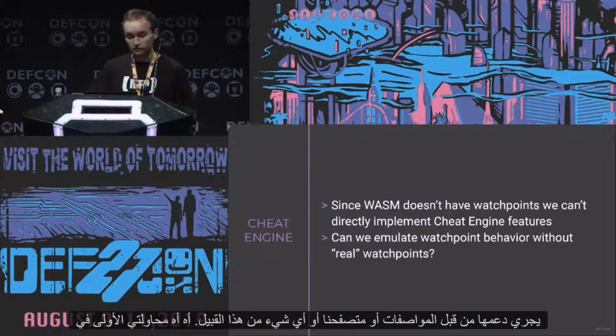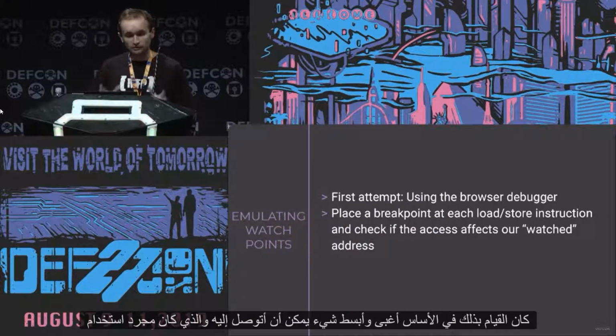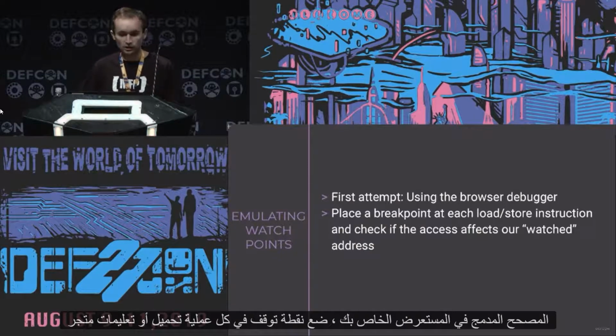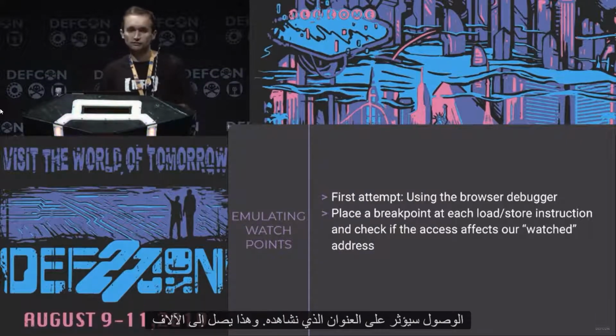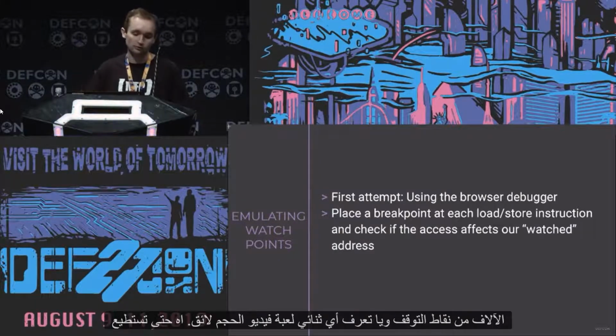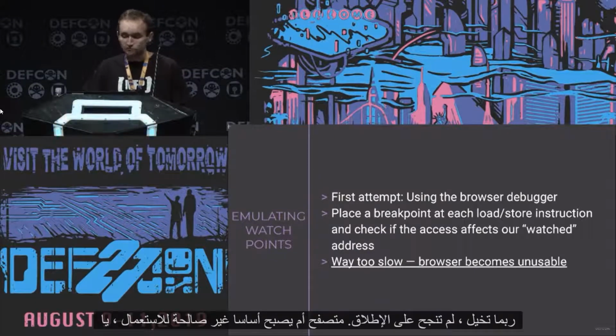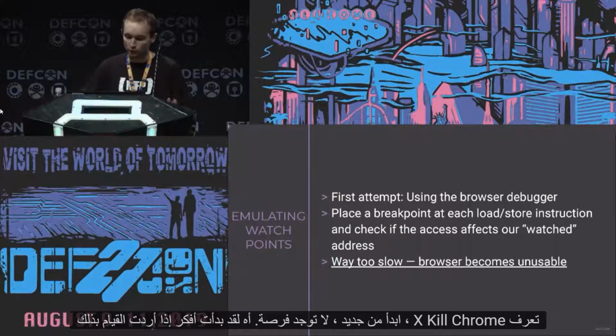So my first attempt at doing that was basically the dumbest, simplest thing I could come up with, which was just use your built-in browser debugger, put a breakpoint at every single load or store instruction in WebAssembly, and then when that breakpoint is hit, do some math to check if that access is going to affect the address we're watching. And this amounts to thousands upon thousands of breakpoints in any decently sized video game binary. So as you can probably imagine, it didn't work at all. The browser basically becomes completely unusable. Xkill Chrome, start again, no chance.